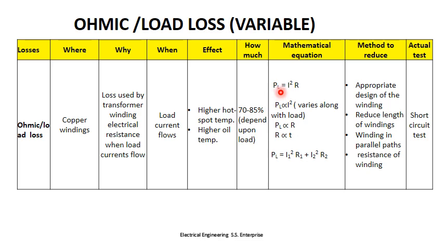Mathematical equation: P_L equals I squared R. So ohmic or load loss is directly proportional to I squared. It varies with the load. It is also directly proportional to the resistance, and resistance is proportional to temperature. So the total ohmic loss is equal to the primary side I1 squared R1 plus the secondary side I2 squared R2.